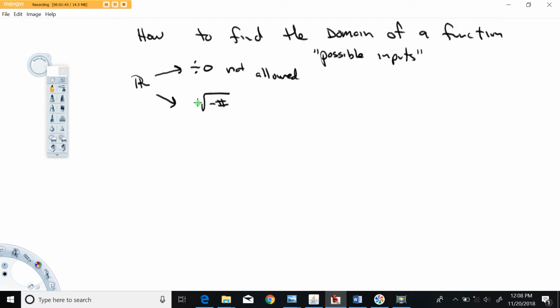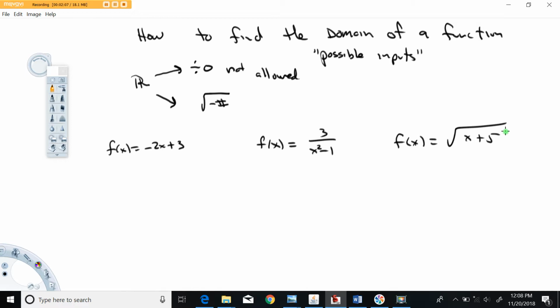So I'm going to go ahead and write some functions down, and we'll talk about some examples here. So we'll talk about this function, f of x equals minus 2x plus 3. Another one here, f of x equals 3 over x squared minus 1. f of x equals the square root of x plus 5. I'm going to go through these examples one at a time, following the little algorithm I talked about, where we start with all real numbers and then we eliminate based on these observations. Are there division by zeros or even roots of a negative number?